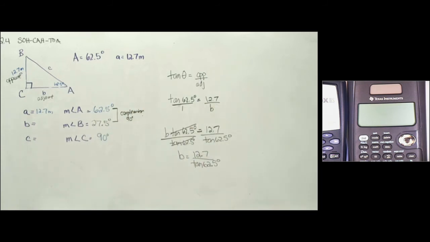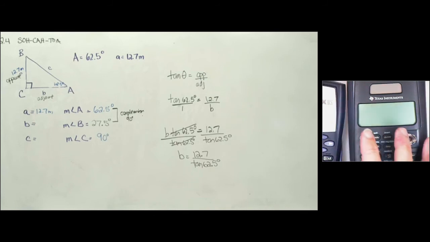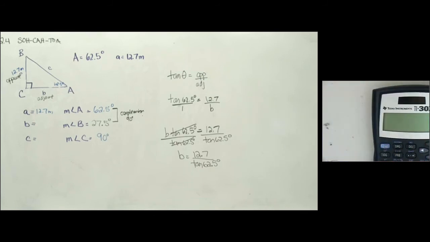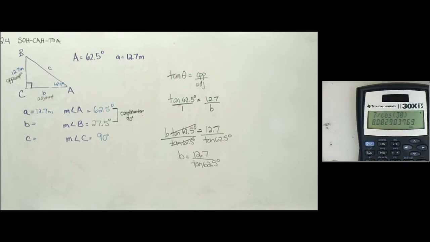All right. Our calculator has to be in what mode? Degrees. All right. So I'm on 30. Clear it out. Let's check it. Yep, I'm in degree mode. I typed what I wrote. 12 and 7/10 divided by tangent 62.5. It's in degrees, so I don't have to put the degree symbol. And hit equals. You do the same thing in the problem.